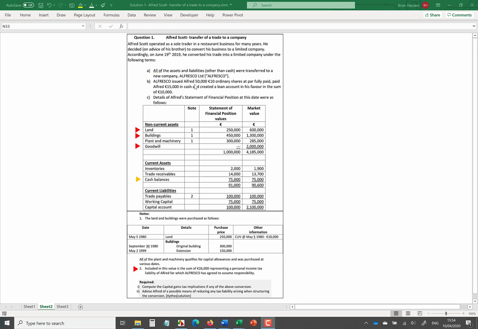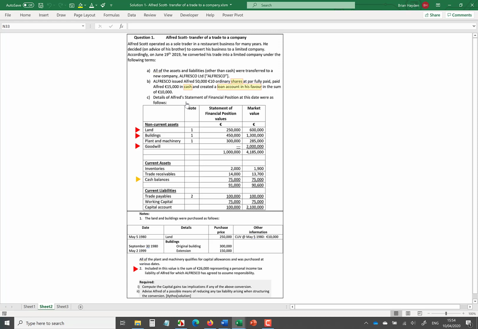The company issued Alfred 50,000 ordinary shares, 10 euro ordinary shares at par, fully paid, paid him 15,000 in cash, and created a loan account in his favour in the sum of 10,000. Now, this is the first little piece of information that's of significance. In return for the assets of the sole trade, there were shares, cash, and a loan account paid by the company. So when we're trying to figure out the value of the shares, we have to compare the assets transferred against these elements. That will be one part of our solution.